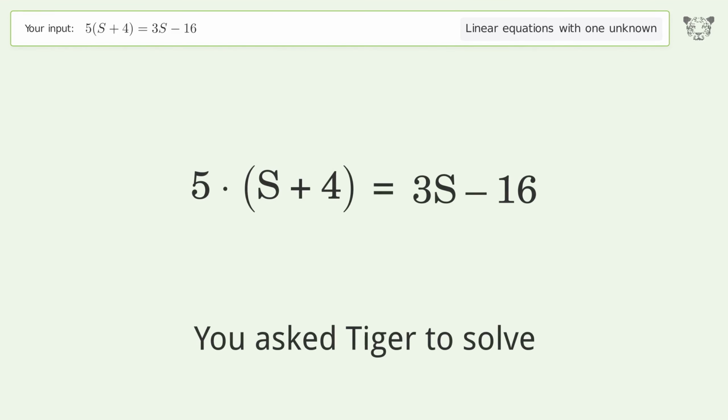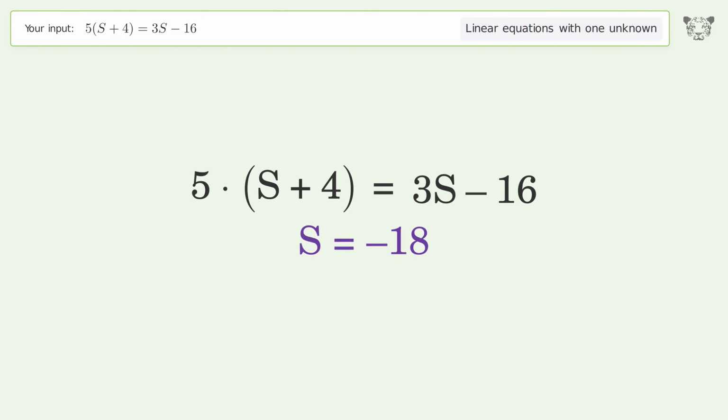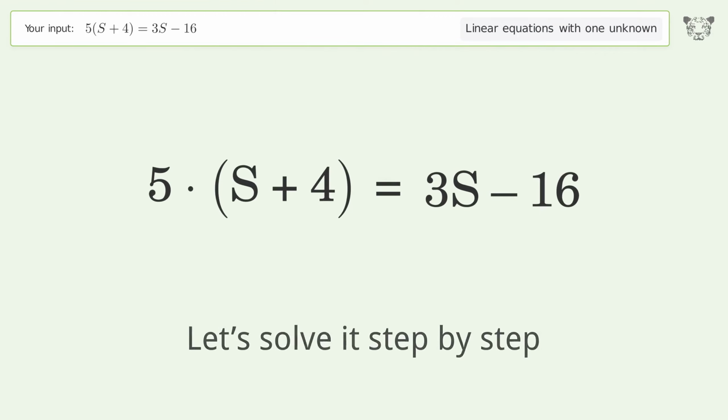You ask Tiger to solve this. This deals with linear equations with one unknown. The final result is s equals -18. Let's solve it step by step.